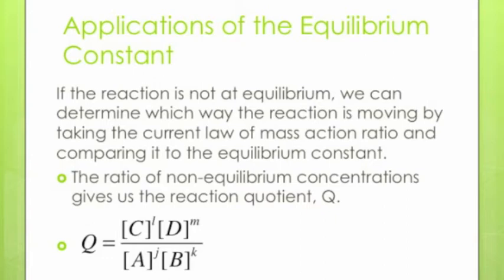We determine Q the same way that we determined K. When the law of mass action is applied when a reaction is at equilibrium, it solves for K. When the law of mass action is applied when a reaction is not at equilibrium, it solves for Q and gives the current position of this reaction.